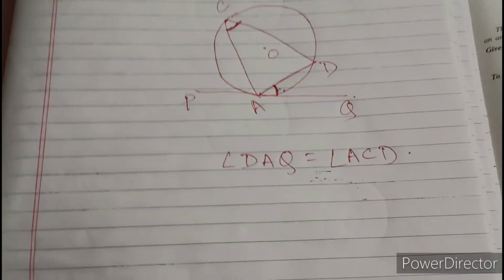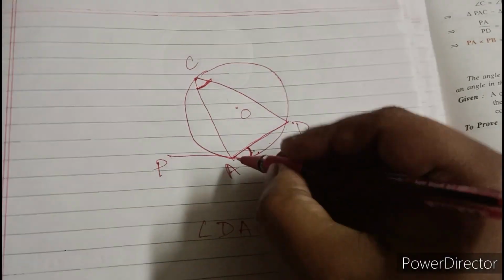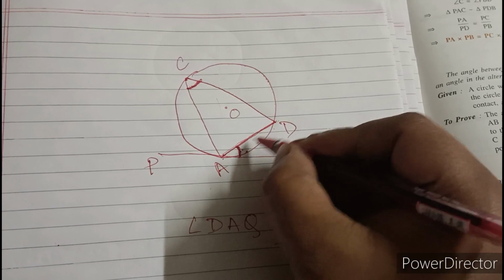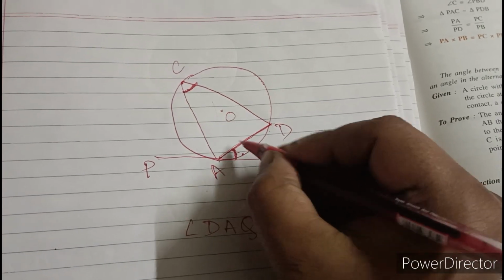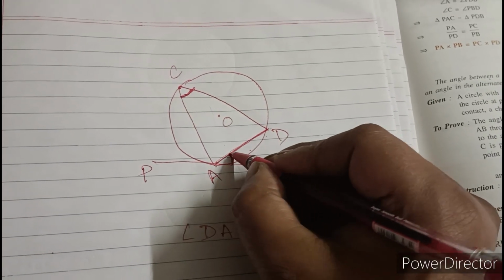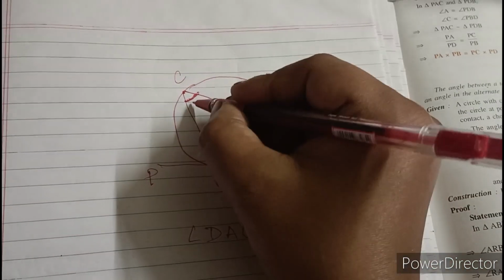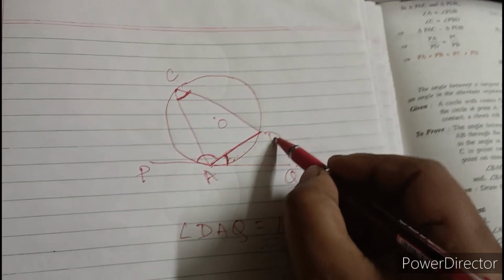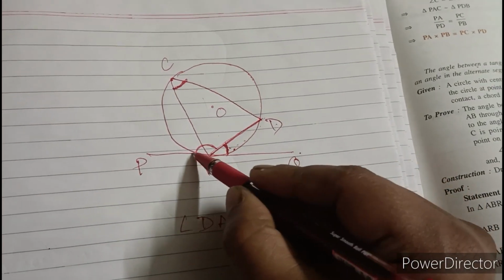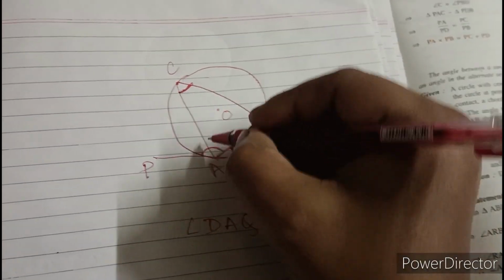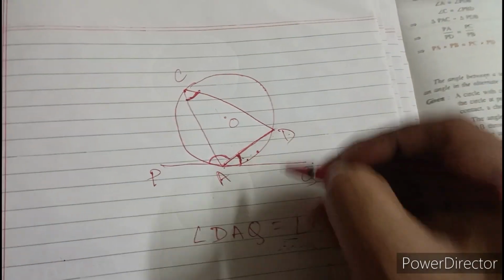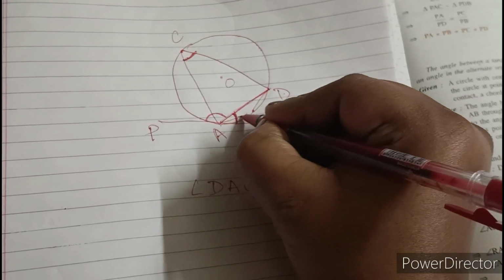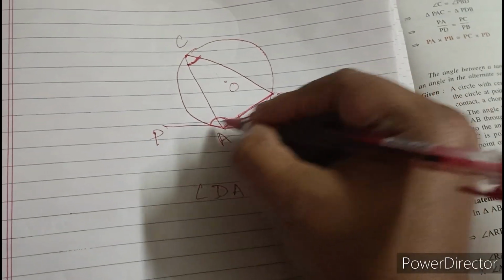Next, another pair of angles we can say. If AD is the chord, then this is one segment, this is another segment. So in this segment, if we consider this angle, then it is equal to this part. Now if we consider the angle DAP, this part, then this is the other segment, and here will be another angle, and this will be equal to this part.